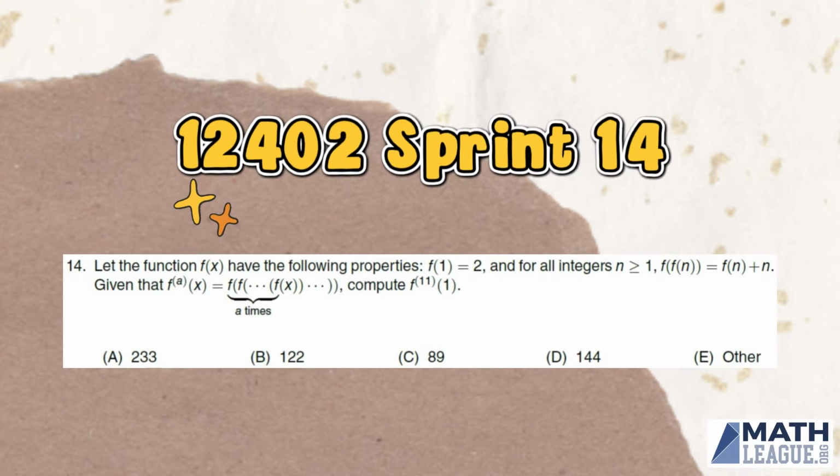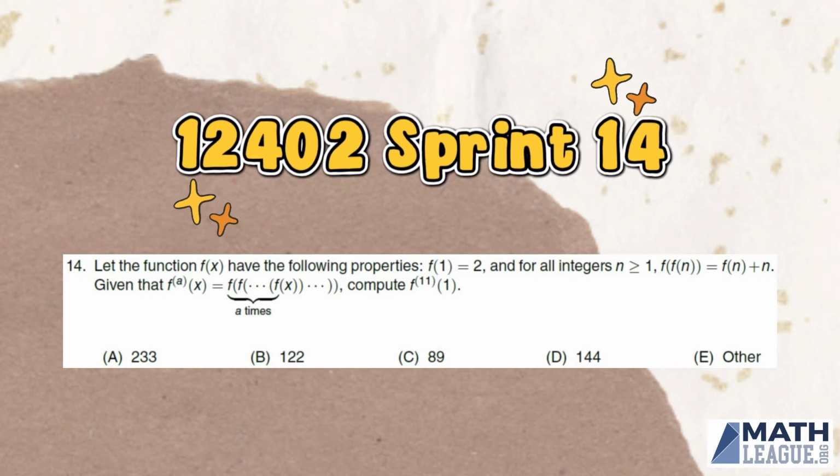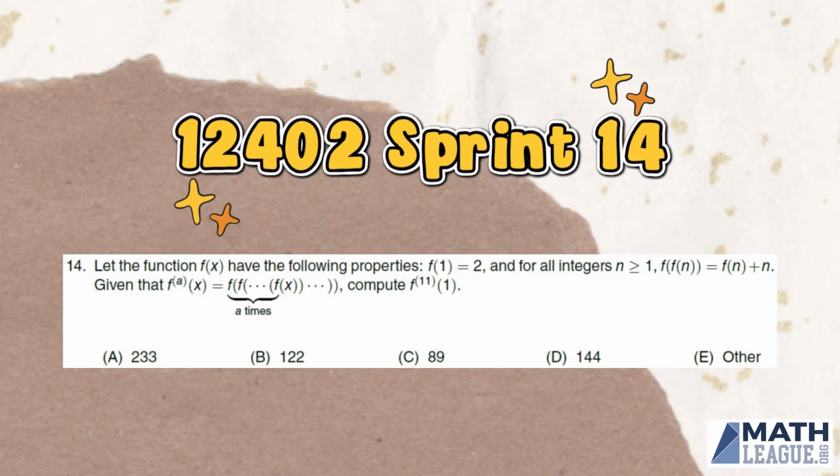Let the function f of x have the following properties: f of 1 is equal to 2, and for all integers n greater than or equal to 1, f of n is equal to f of n plus n. Given that f to the power of a of x is equal to f of a times, compute f to the power of 11 of 1.